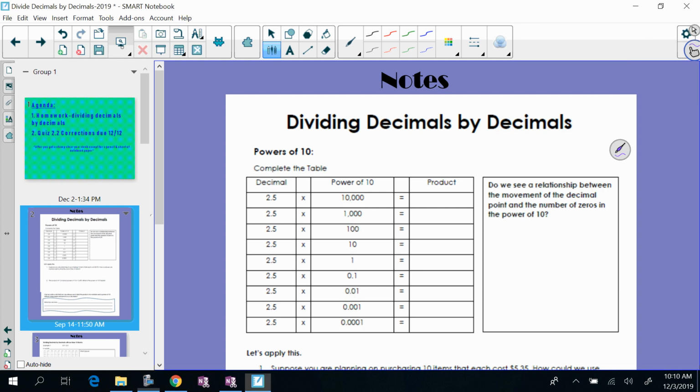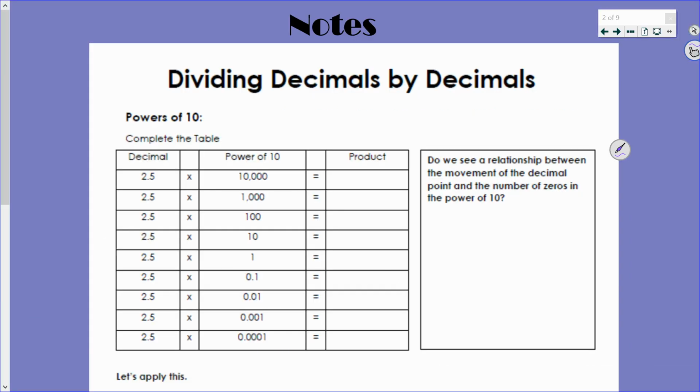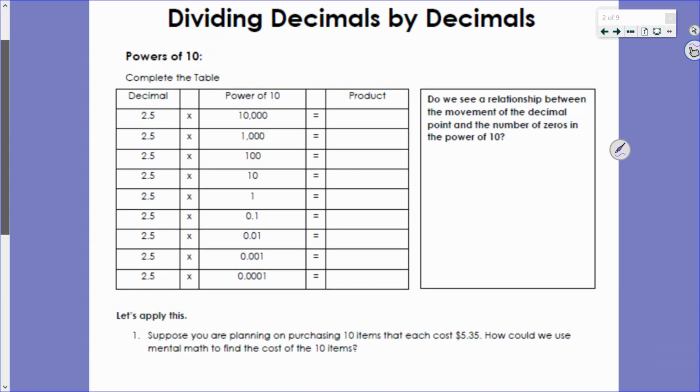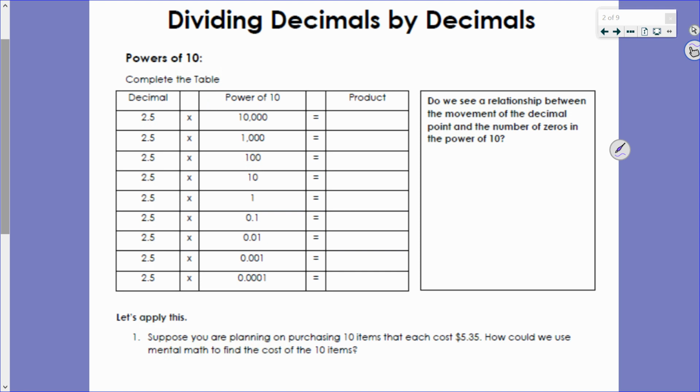Our powers of 10 table. Let's go ahead and start filling this in. I heard a couple of you saying that you had no idea where to even start. What's the easiest problem you see in that table?